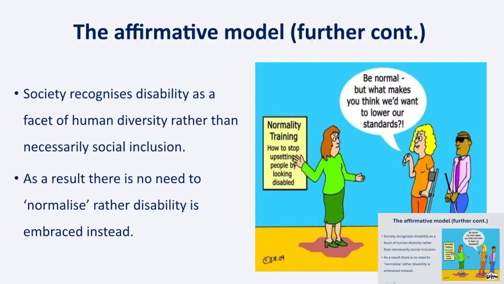So again, I like this diagram. Normality training, how to stop upsetting people by looking disabled. And then we've got these two people there, be normal, why do you think we'd want to lower our standards? So a recognition that in society difference is a good thing, and rather than normalising disability, what we're doing is embracing it instead.